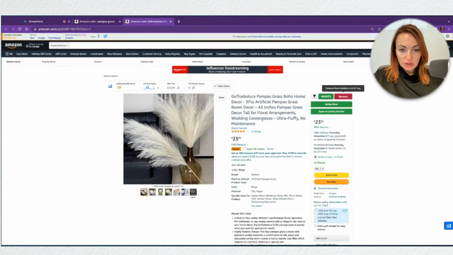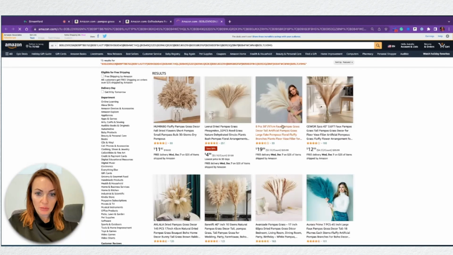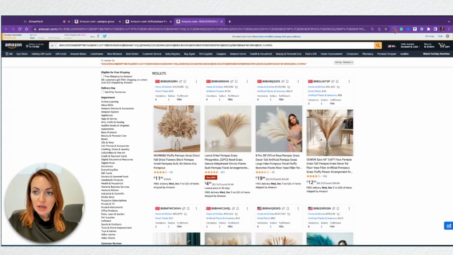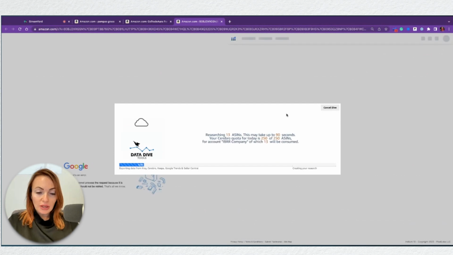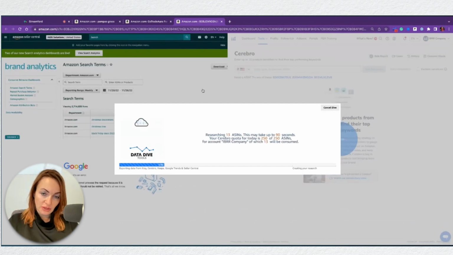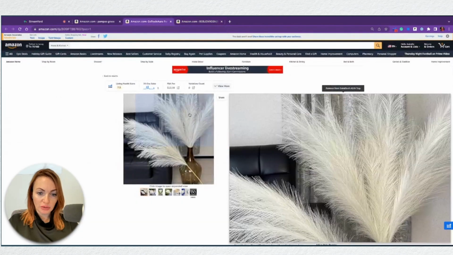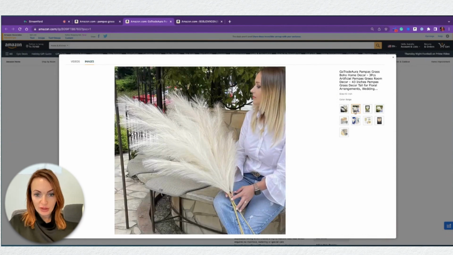Also, I added this product because I want to analyze this one. So what I'm doing next, I'm clicking the DataDive button. I'm doing a search on Amazon, diving inside this specific search that I created for myself, and I'm clicking dive. While it takes about 90 seconds, I'm coming back to take a look at what's actually going on with this listing and why this listing is not converting.